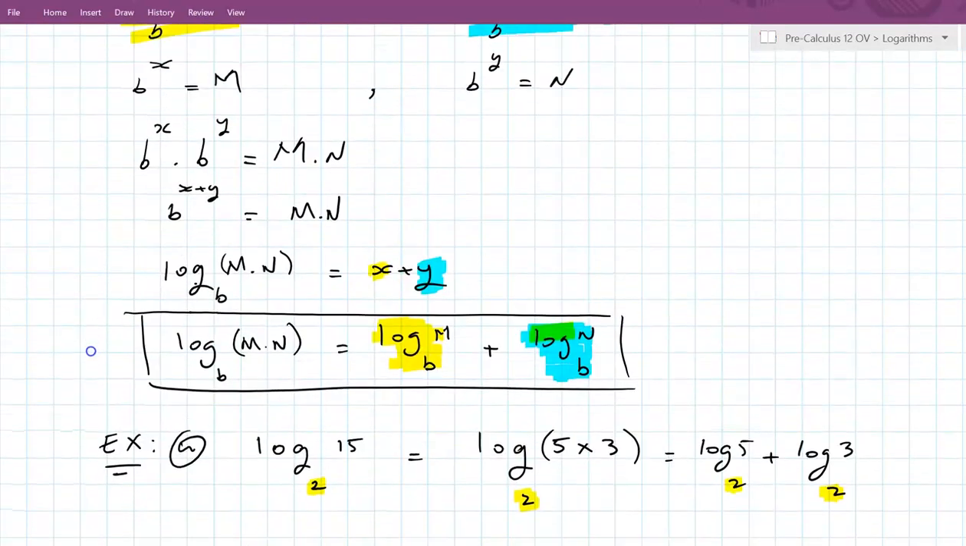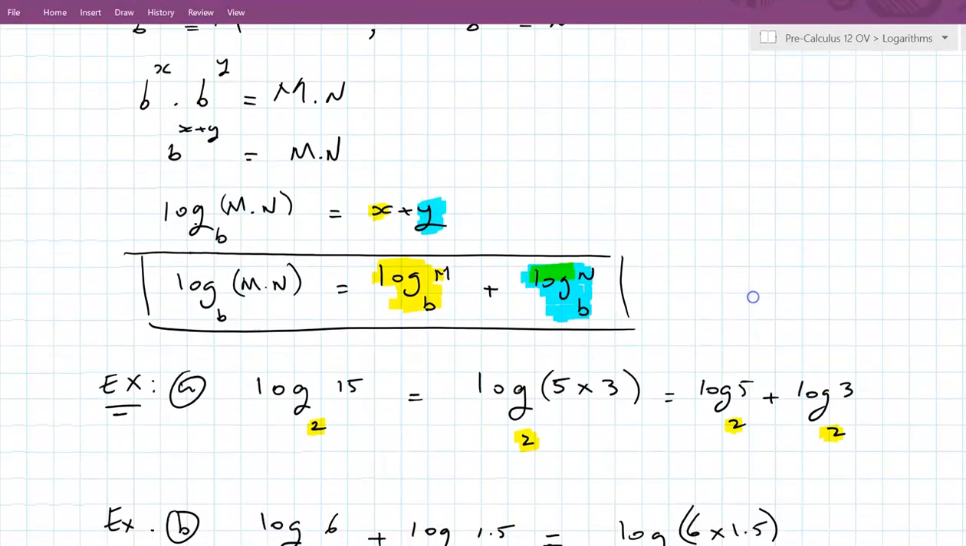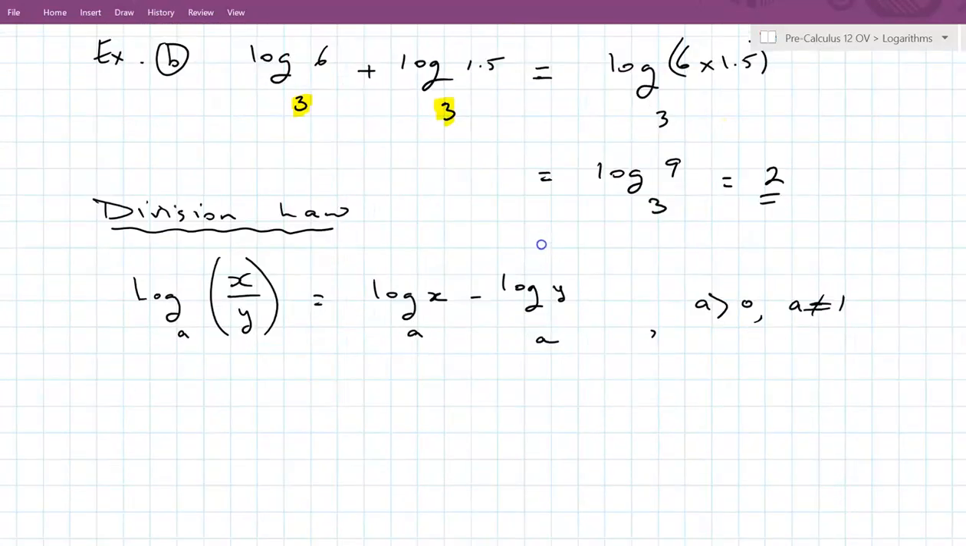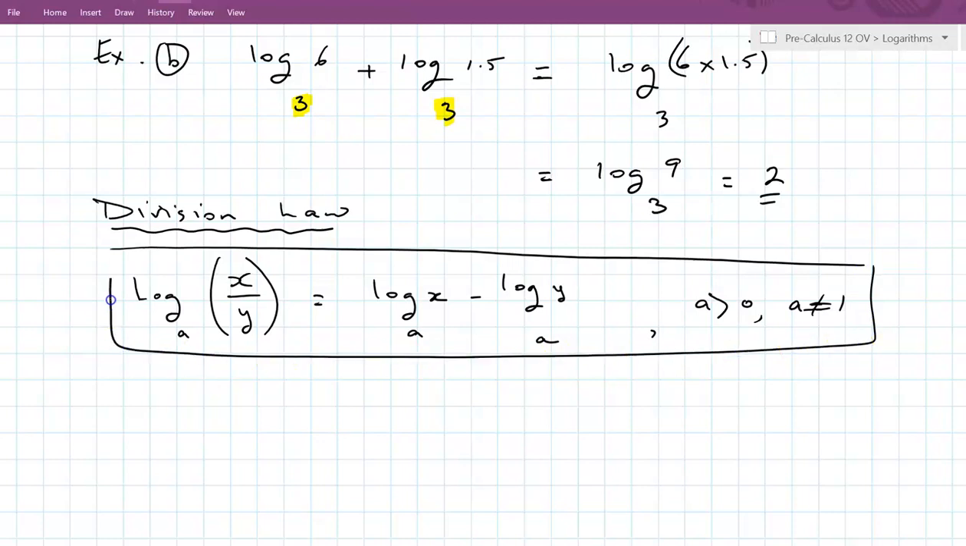Right here we multiplied b to the x and b to the y. Now you divide them, and you go through the same thing. This becomes x minus y, the value of the log, so it becomes a subtraction. And here it is. This is the second law, the division law, which is very useful.